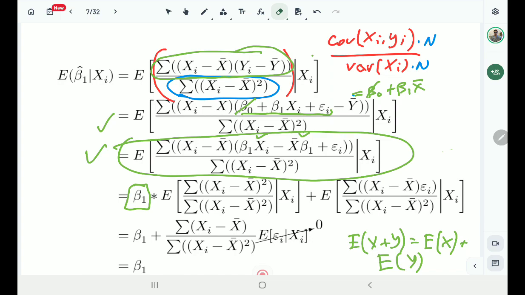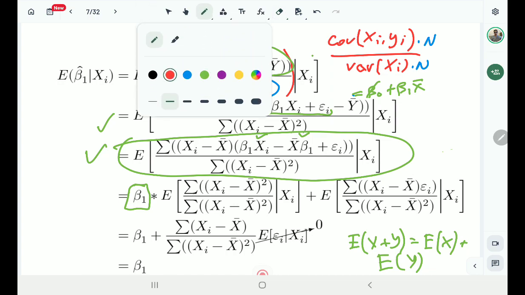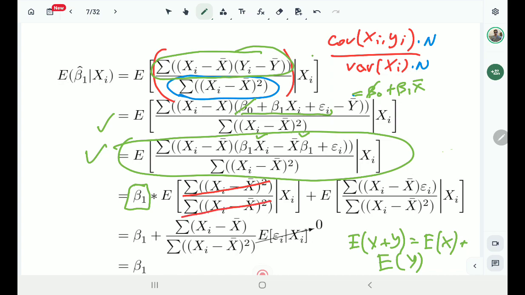Anyway, finally, in the first term the xi minus x bar squares cancel each other out, so we receive 1 here, and beta 1 is left alone, plus another term, xi minus x bar divided by the sum of xi minus x bar squared, times the expectation of epsilons given xi's. Remember, here we fixed xi's, so we treat xi's as deterministic variables because we assume that we fix their values. Therefore we treat them as constants, and we use the relationship that if you have expectation of alpha times y, you can write it as alpha times expectation of y, given that alpha is a fixed constant.